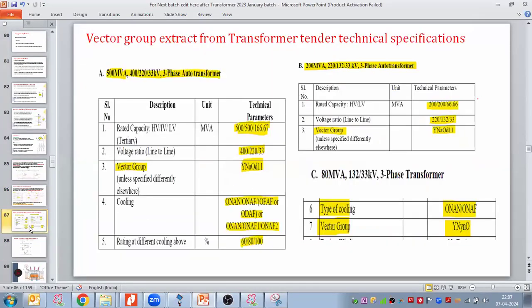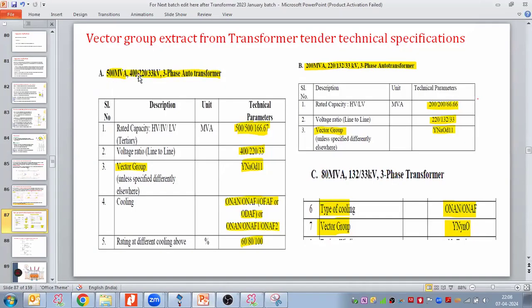So this is the case that both transformers must have the identical vector group. Otherwise, one transformer will work as a load on the second transformer. Let us see some project extract for the vector group.